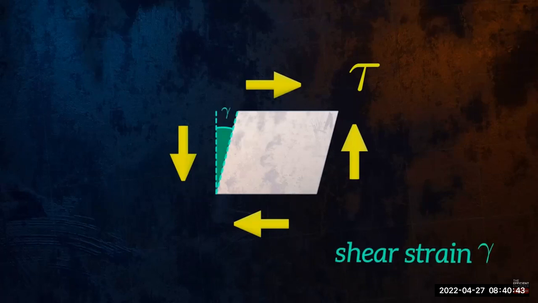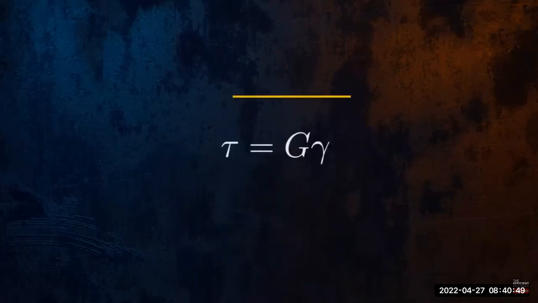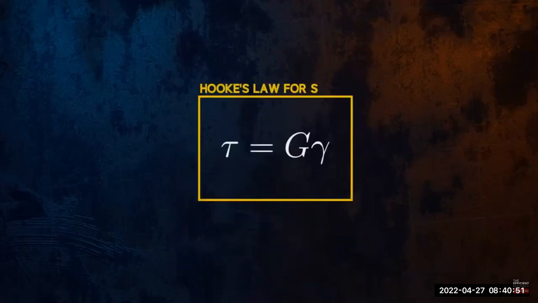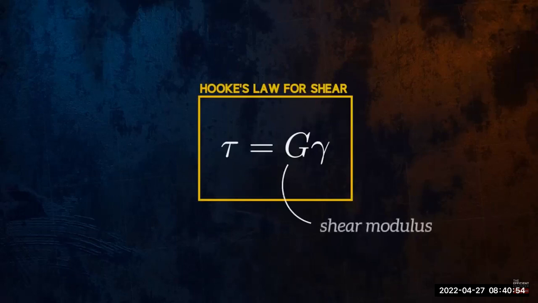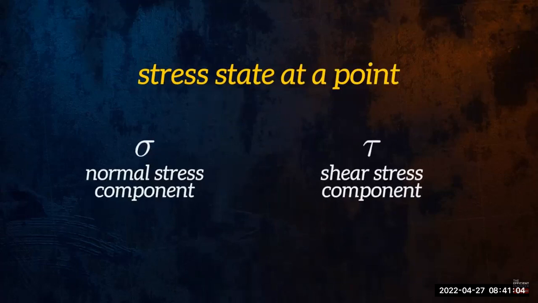Hooke's law also applies for shear stresses and shear strains, but the ratio between them is the shear modulus G instead of Young's modulus. Although I have discussed normal and shear stresses separately so far, the stress state at a single point within a body will actually have components in both the normal and the shear directions.